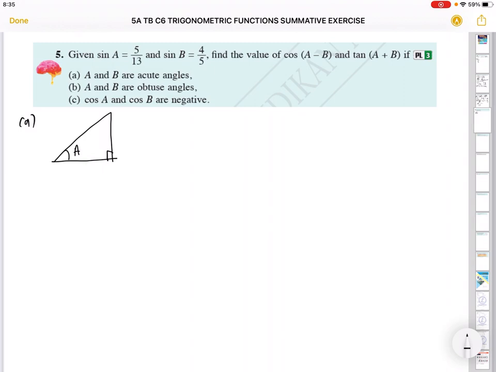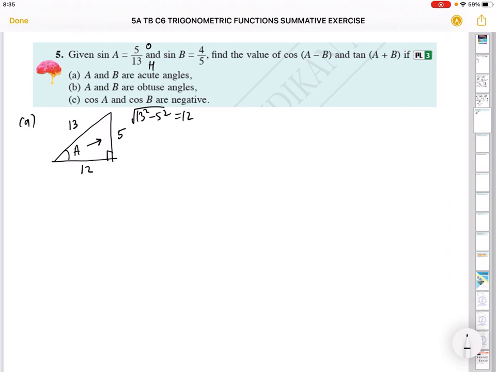Your opposite, sine is opposite over hypotenuse. This is 5, hypotenuse 13, adjacent is 12. Okay, yep. How do I get 12? 13 squared minus 5 squared, square root. Pythagoras, 12.